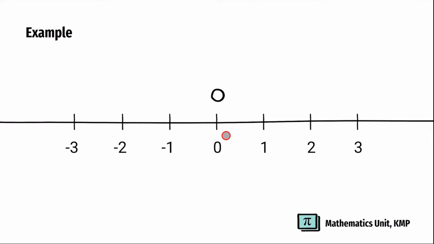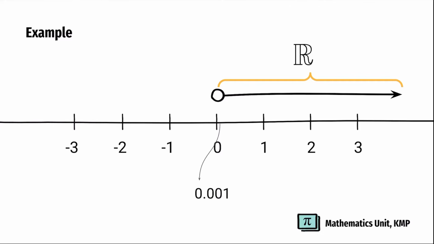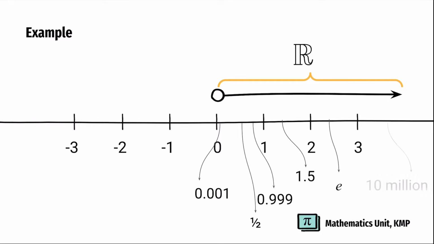This is an open circle where we're going to exclude the value of 0. It probably starts with, let's say, 0.001. And let's connect this open circle with an arrow, a right side arrow. And this right side arrow means real values approaching positive infinity, such as half, 0.99, 1.5, an exponent, or probably 10 million.